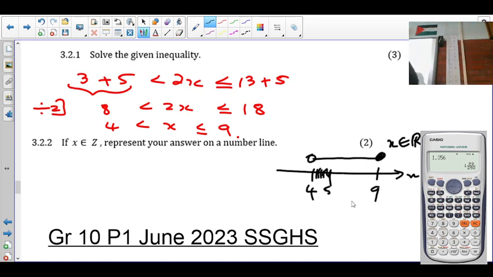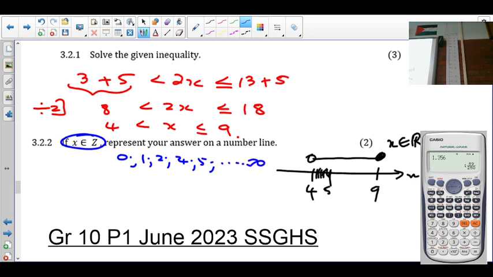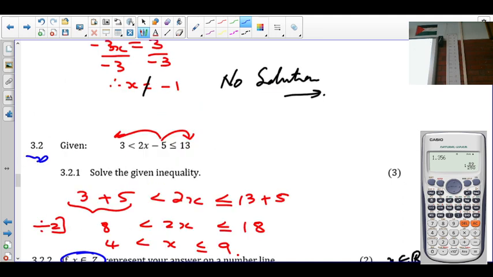However, if you're looking at integers, as I just explained, integers are positive and negative whole numbers. 1, 2, 3, 4, 5. It goes to infinity. Minus 1, minus 2, minus 3, to negative infinity.